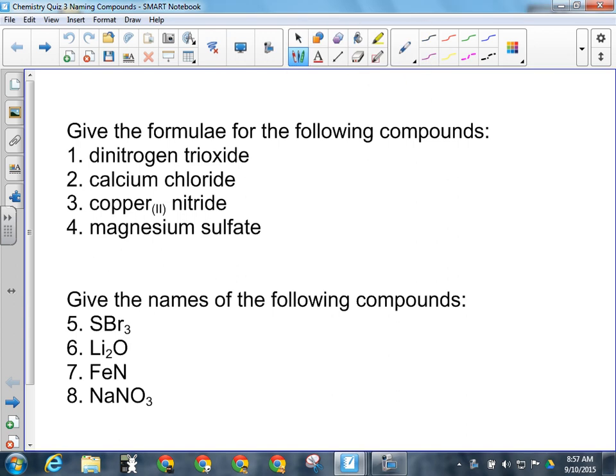Okay, so let's go through these. First one, we've got dinitrogen trioxide, a molecular compound because it's got prefixes in it. So we've got dinitrogen, that's N2, trioxide, O3, N2O3.